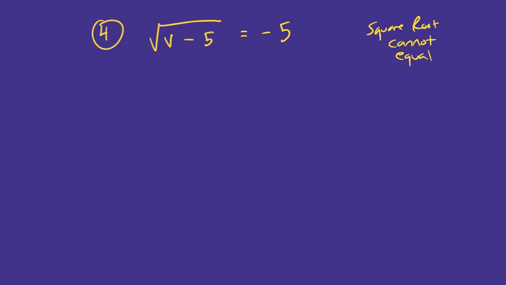Number 4, square root of v minus 5 equals negative 5. And you might remember at the beginning, I said that a square root cannot equal a negative. And here it does. We've got the square root on the left equal to a negative 5. No solution.